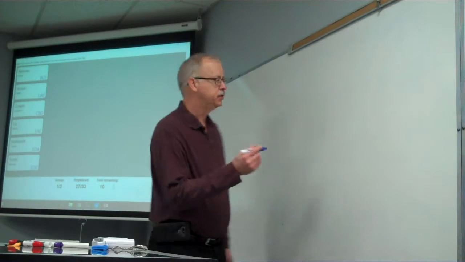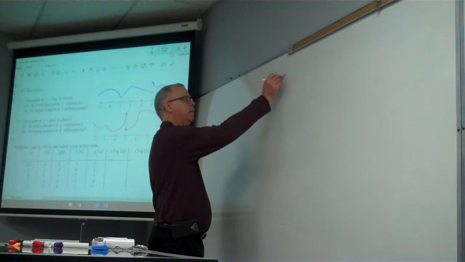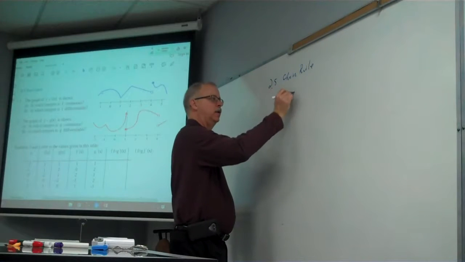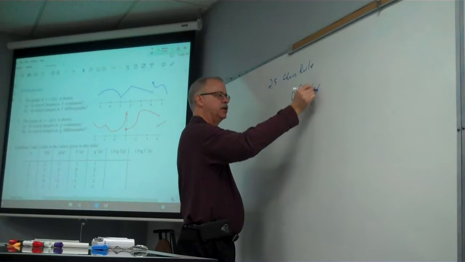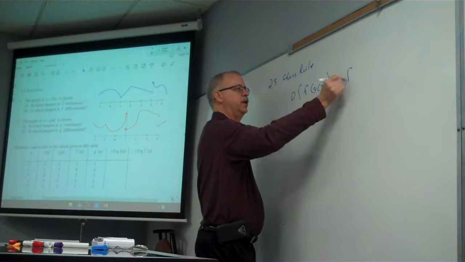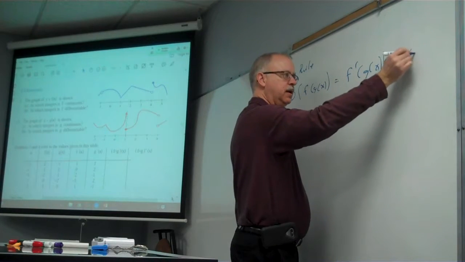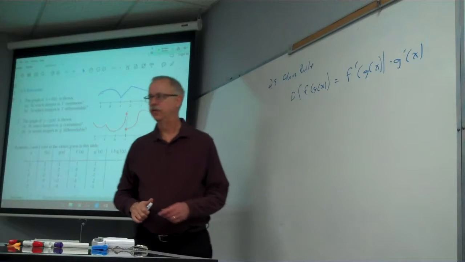Okay, last time we looked in section 2.5 at the chain rule, that if we've got a composition, the derivative of the composition, we take the derivative of the outer function, still at what's inside, times the derivative of the inner function.